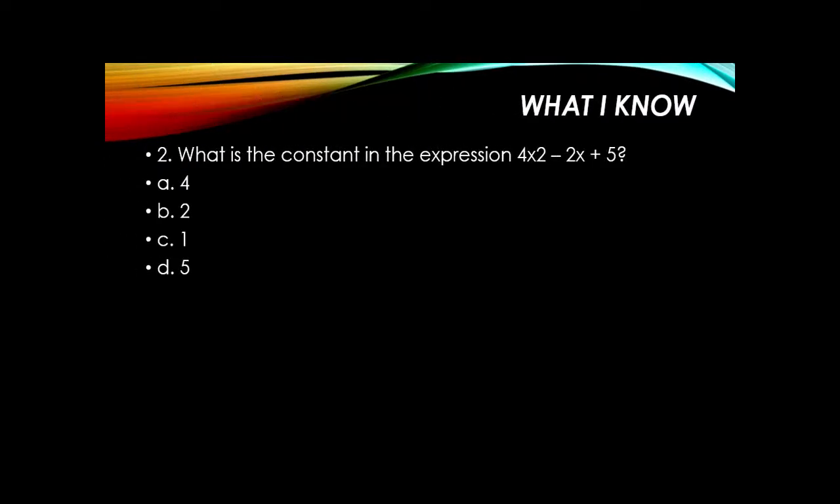Number 2. What is the constant in the expression 4x squared minus 2x plus 5? So, constant. When we say constant, walang variable. So, the answer is letter D, 5. Kasi yung 5, walang variable o walang kasamang letters.